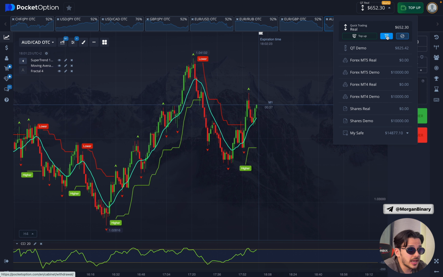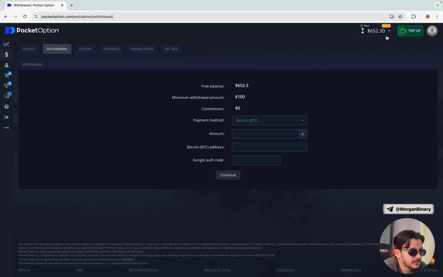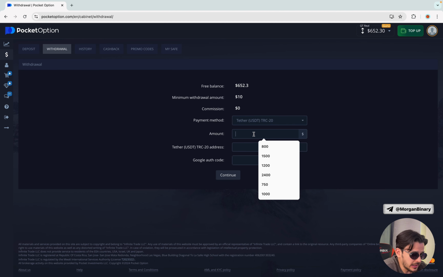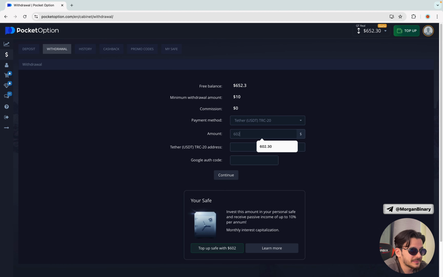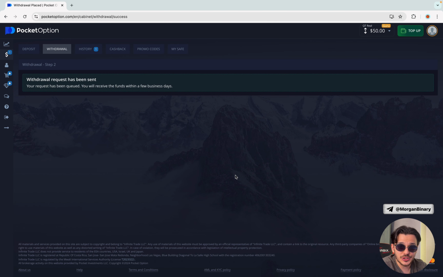Let's take it out and go to the conclusion. The amount of today's profit is $602. The withdrawal operation is successfully executed. That's the trade for today.